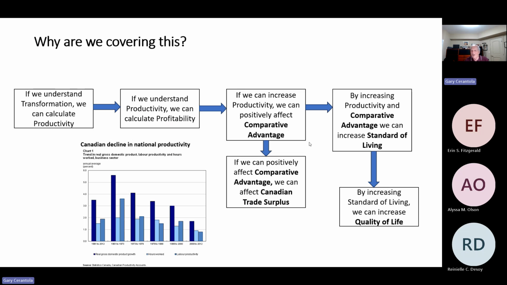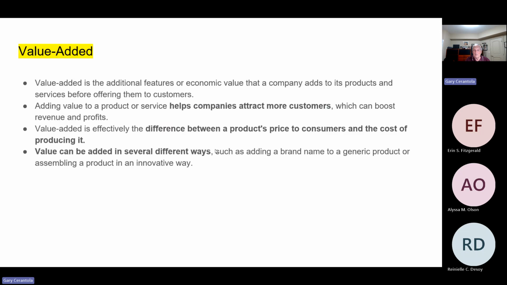All right. So now, by increasing productivity and comparative advantage, they're hand in hand. More productivity, more comparative advantage. We can increase our standard of living because we can bring more value in, to the country. By increasing our standard of living, we can increase quality of life. Right. So this is all coming through, and it all starts with management theories, then management principles, and then tools and techniques, and getting to being a productive organization and a productive nation.